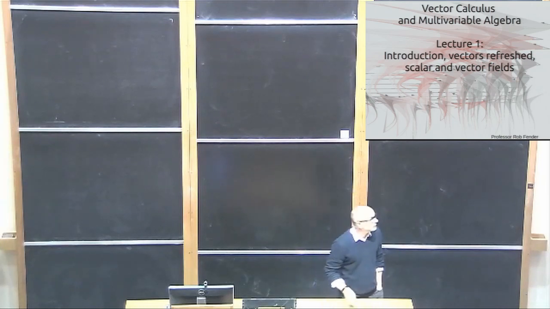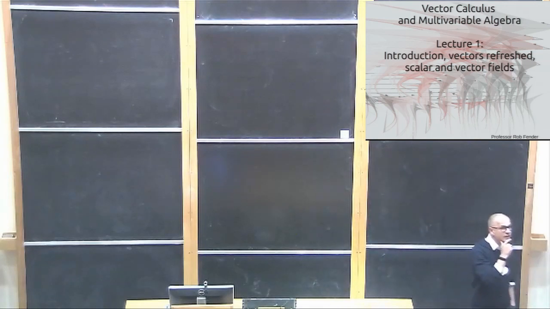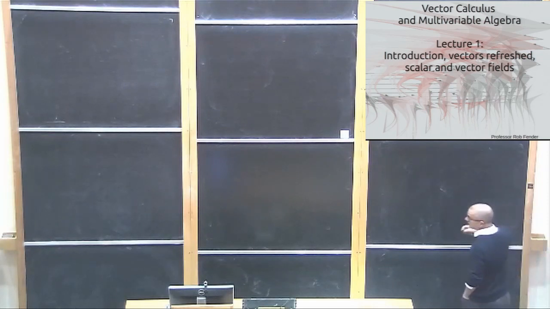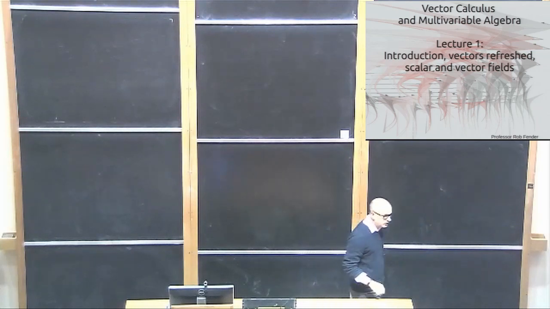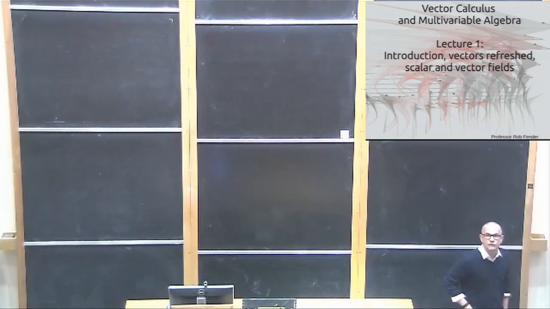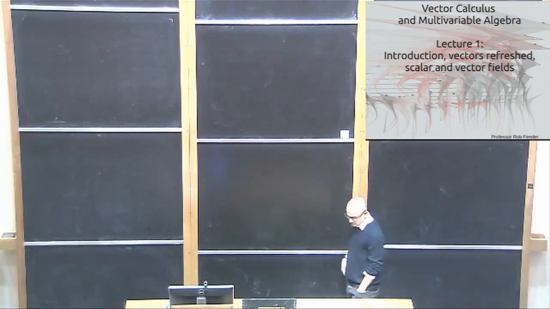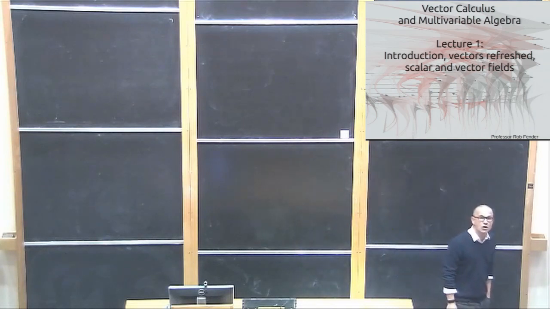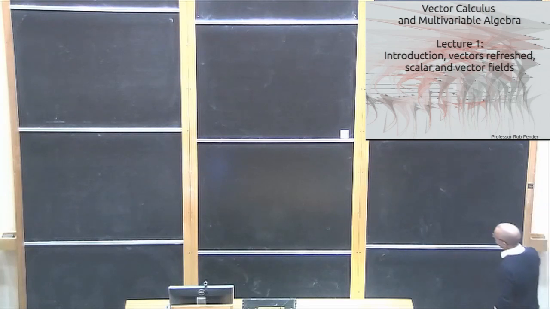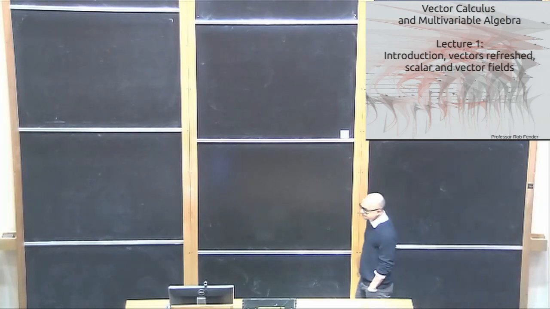So let's get started. My name is Rob Fender and I will be lecturing you for the next 12 lectures on the subject of vector calculus and multivariable algebra. This course introduces a few things which you'll not have seen in A-levels, in particular surface integrals, div, grad and curl. These are tools which, as physicists, you'll be using a lot in subsequent courses.